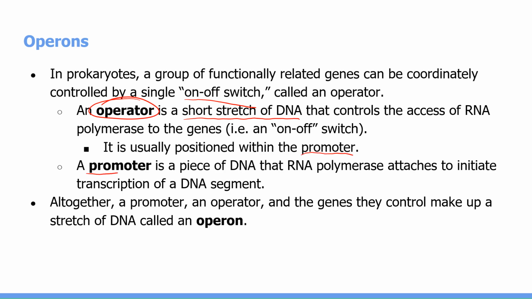And what is a promoter? It is a stretch of DNA that the RNA polymerase attaches to in order to start the transcription of those genes. The promoter, the operator, and the genes that get expressed are all called an operon. Again, the promoter is where the RNA polymerase attaches to start transcription. The operator allows that RNA polymerase to transcribe those genes, and then the genes produce certain proteins.